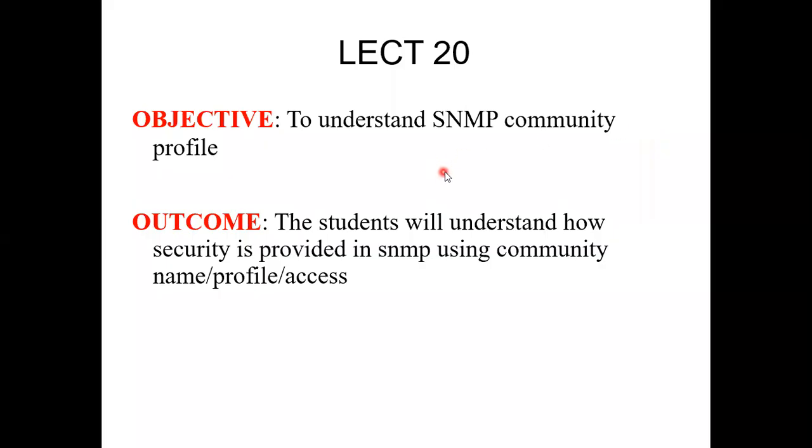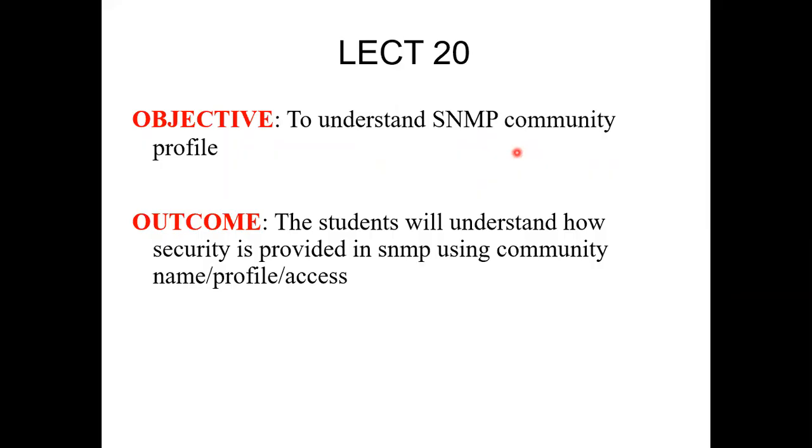Okay, so in the last lecture, we had seen how SNMP communication takes place using the 5 messages. So we have understood the architecture also. So today we will see how security is incorporated into the SNMP. Security is incorporated by grouping the manager and agent into a community.